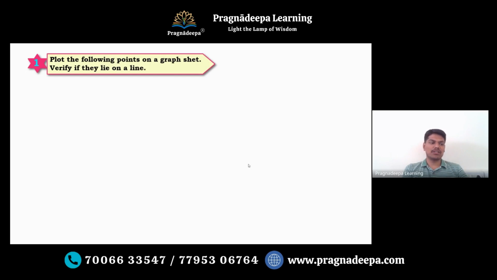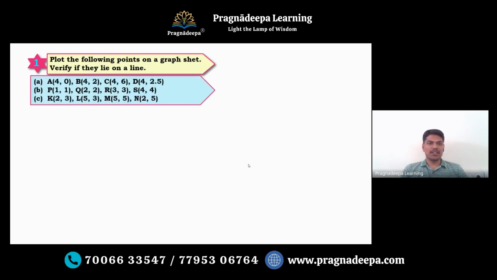Today we will learn how to plot the graph. Okay, so you have to plot these things on the graph sheet. Plot the following points on a graph sheet and verify if they lie on a line. So totally there are three sub questions. The first sub question says A, B, C, D you have to mark, and the second sub question they have named as P, Q, R, S, and the third is K, L, M, and another. Correct? Yes, sir. Right. Okay.